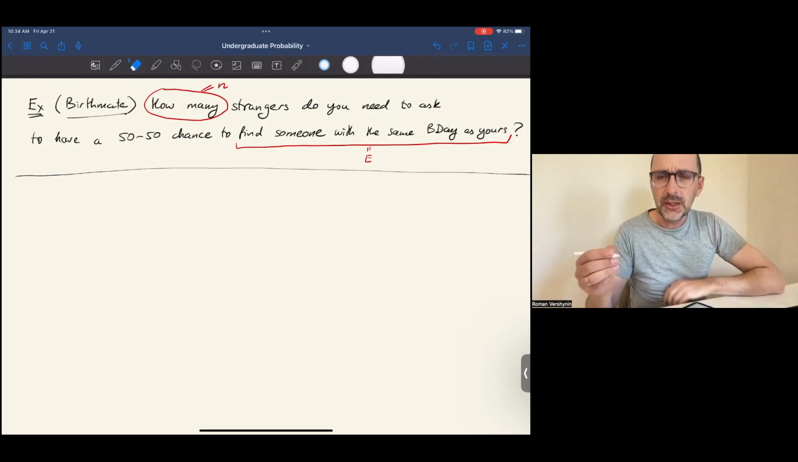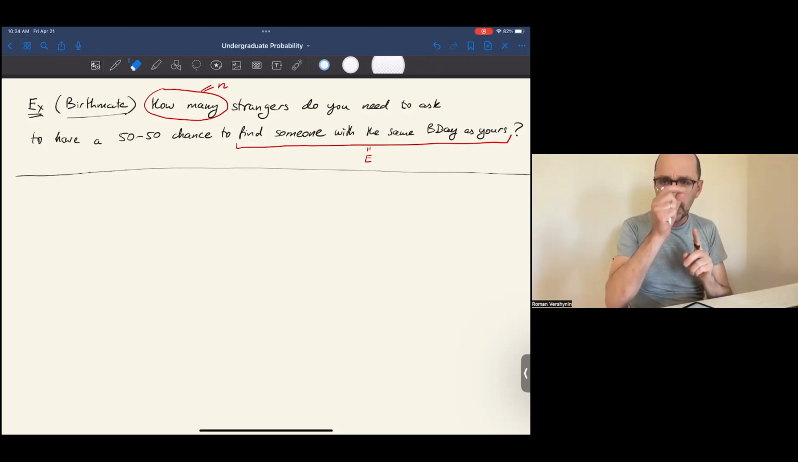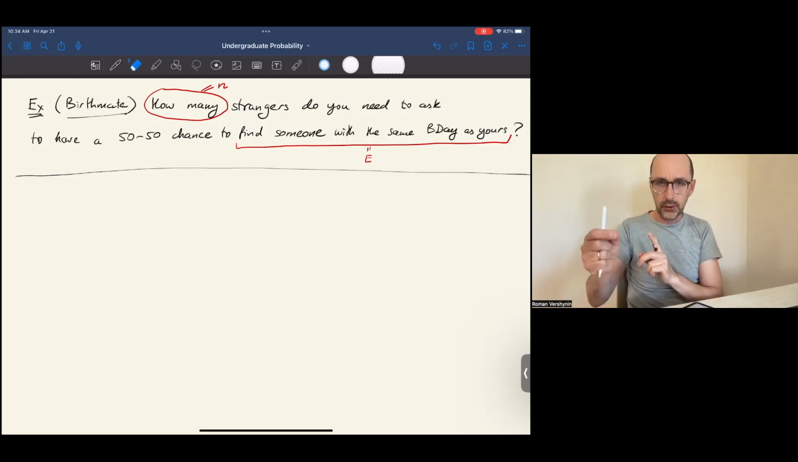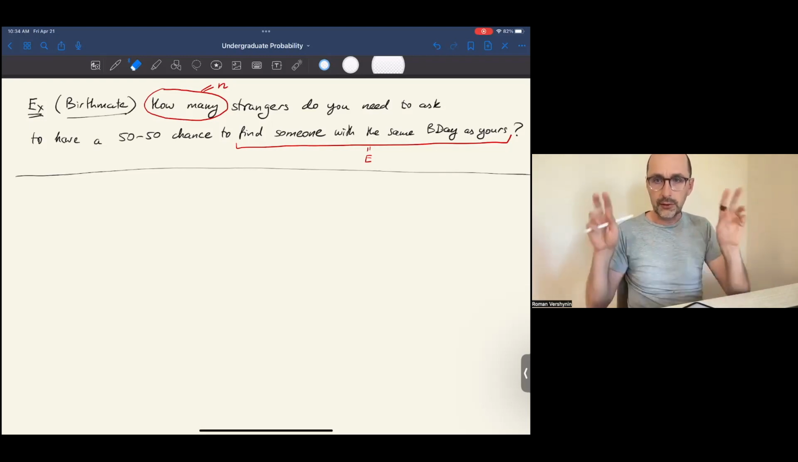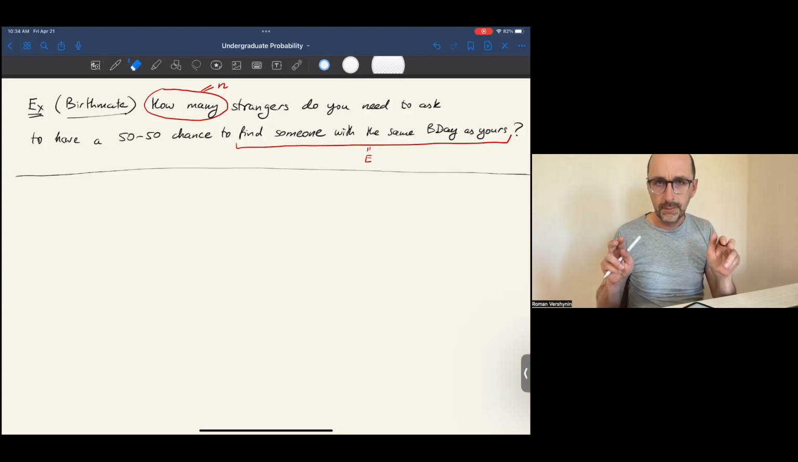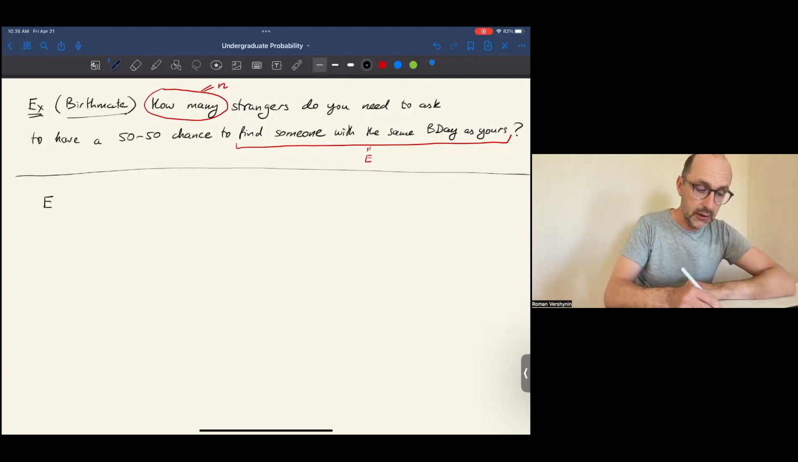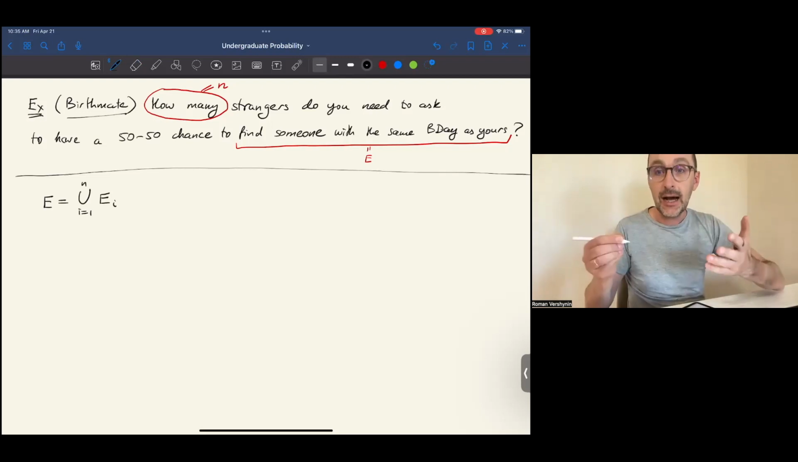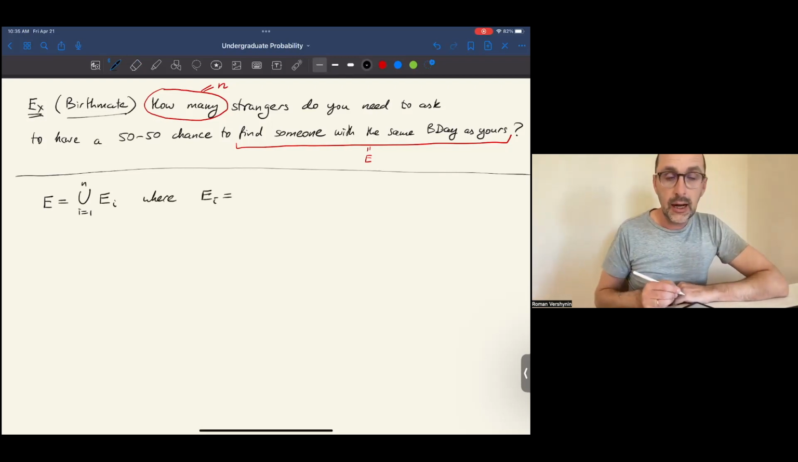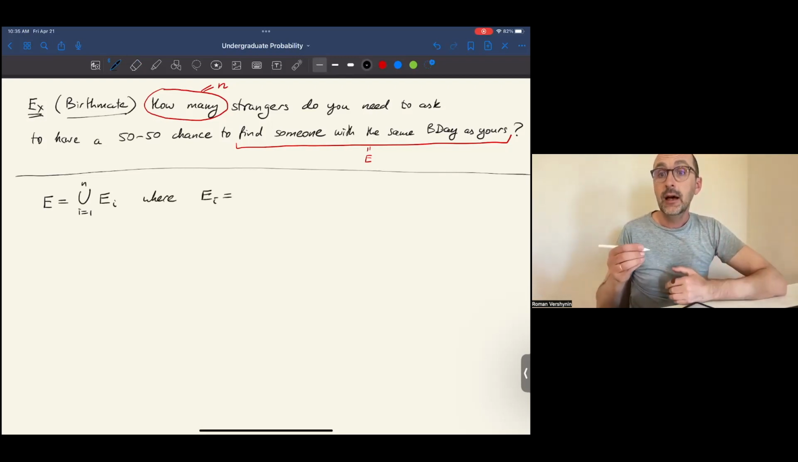What does E really mean? Among all those strangers, either the first one is your birthmate, or the second one, or the third one, and so on and so forth. It's a logical operation or, which corresponds to the union. So we can express our event E as a union of the events E_i, where E_i is the event that the ith stranger has the same birthday as yours.